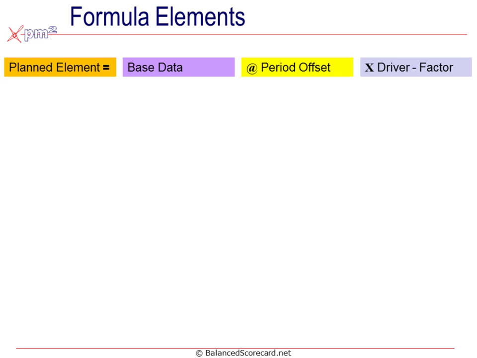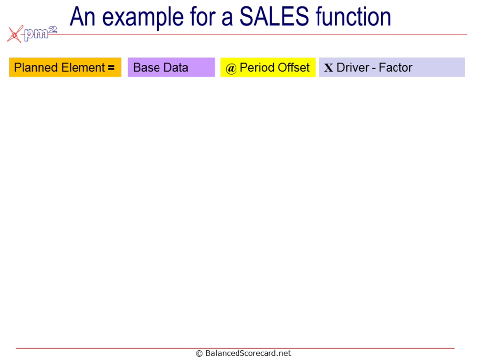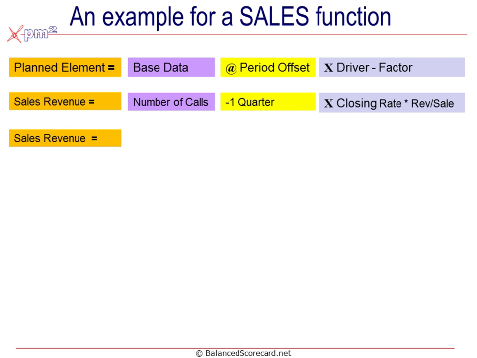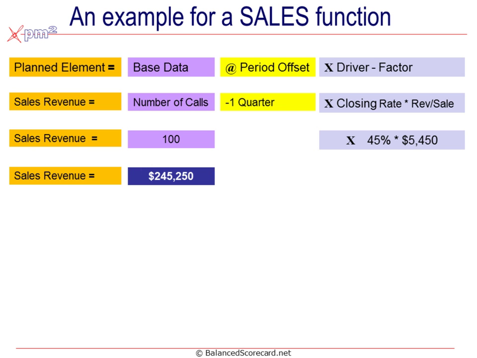So in an example of, say, a simple sales process, maybe sales revenue is going to equal the number of calls that we make for the last period, times a particular closing rate and revenue per sale. So the example here might be, let's say we did 100 calls, and our closing rate is 45%, and the average sale is $5,450. So the mathematics says our sales revenue is going to be about $245,000. So that's a building block to it.